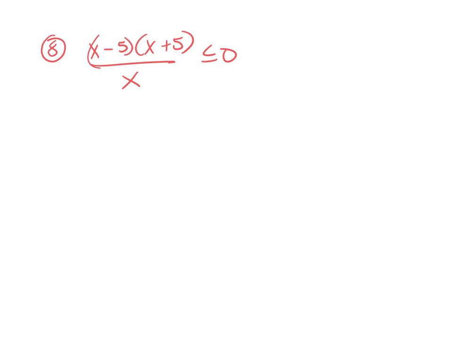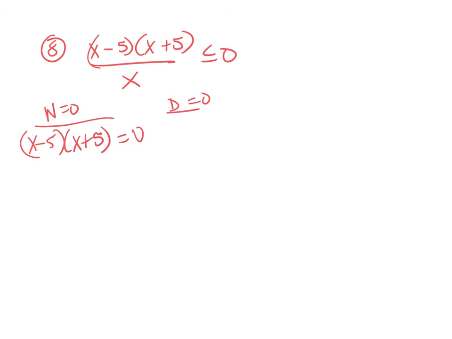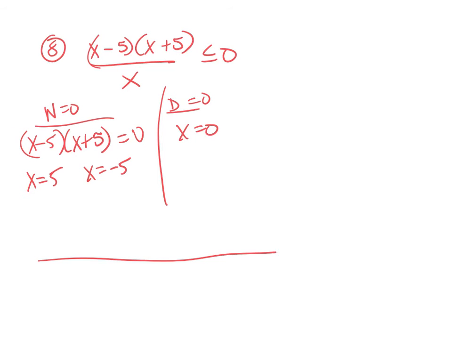All right, so number 8 wants you to put your intervals in. So it's a little of the work we had done, only now they give you a chart. So set your numerator equal to 0. And then set your denominator equal to 0. Denominator equal to 0 is easy. Numerator, you get positive 5 and negative 5. So we do our number line, and then we'll fill in the chart. So just be patient. So we have negative 5, 0, 5. Region 1, region 2, region 3, region 4.